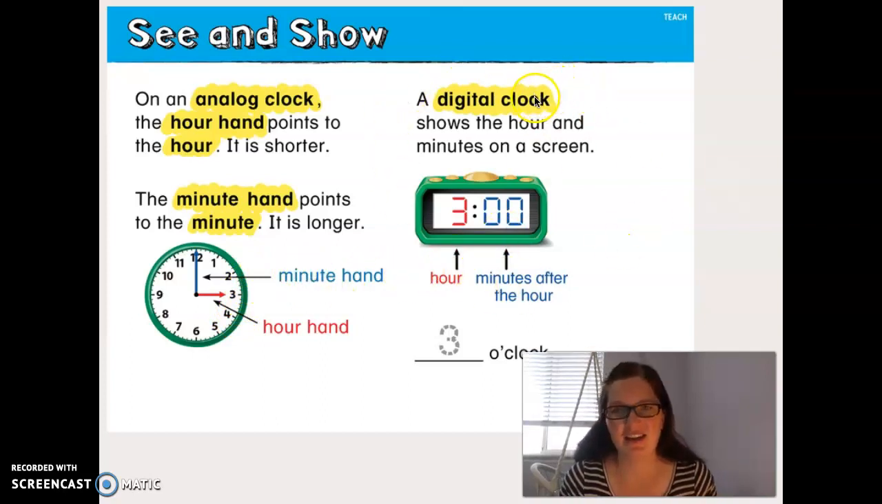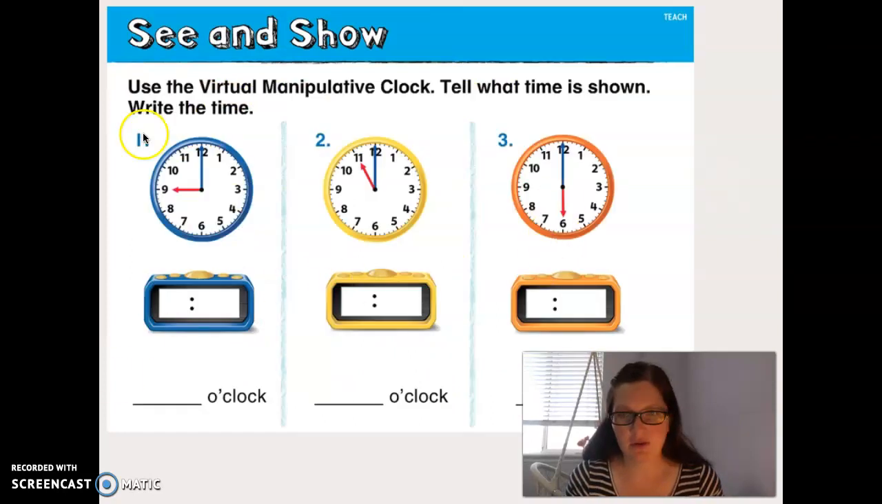Our digital clock shows the time using only numbers. Okay, remember, hours first, minutes after. And then that would be 3 o'clock. So those next 3 problems you are going to do on your own. So go ahead and pause the video, fill those 3 clocks out. Pretty simple work today. Like I said, it's just a review, so make sure you get those done and then come back for the second part of the lesson.